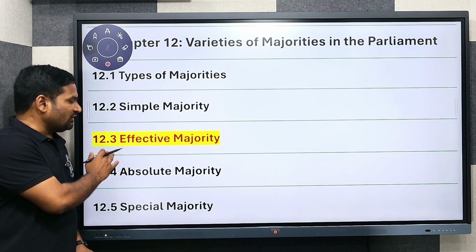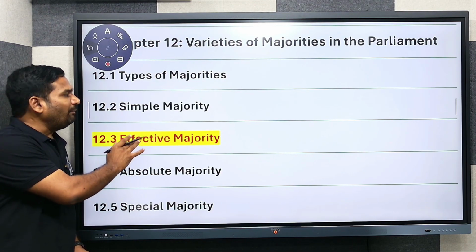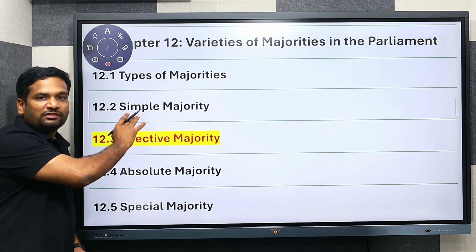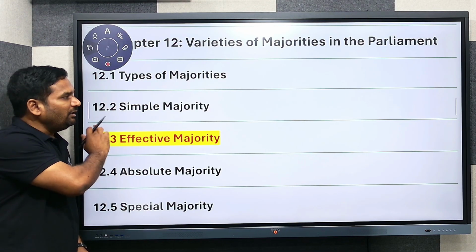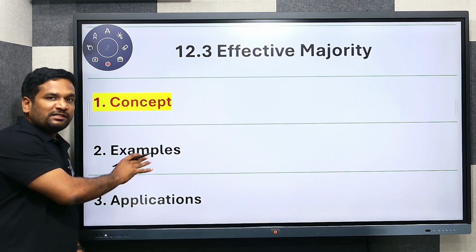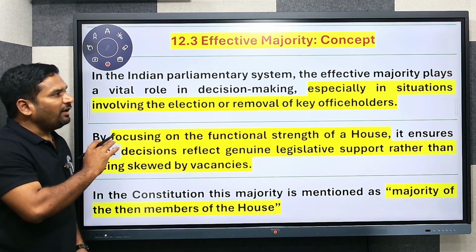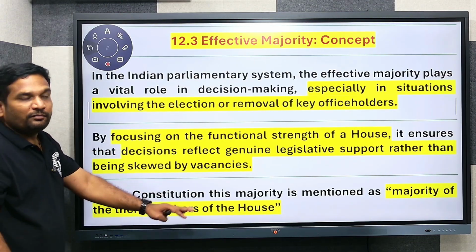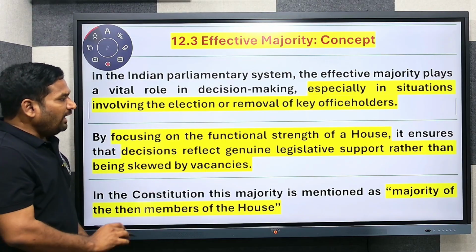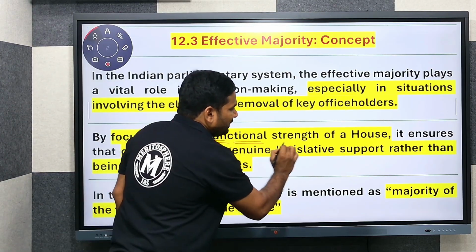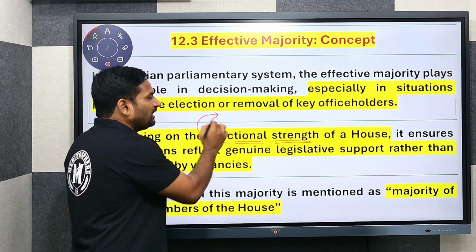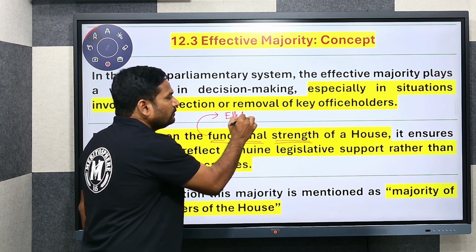Now we are moving to the third section, that is effective majority. We have completed the simple majority along with the applications. Now we are moving to effective majority. So here: concept, examples and applications. Under the concept, just go through this slide and do not get confused with this term, functional strength. Here the functional strength is nothing but effective strength.